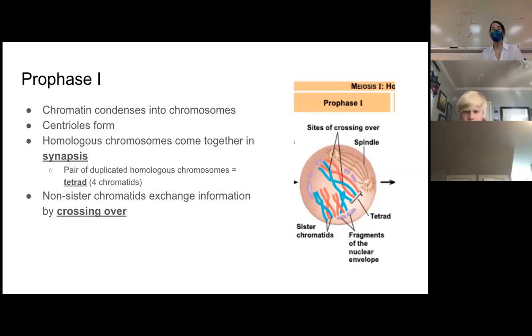But we come together in synapses. Our chromosomes kind of coil up and get tangled. When these things come together, they form these tetrads. Tetra means 4. So 4 chromosomes. We have our 2 sister chromatid pairs coming together, tangling up in a tetrad.